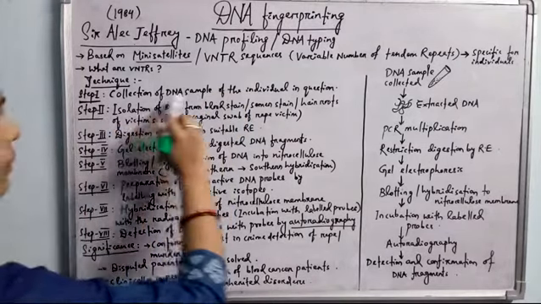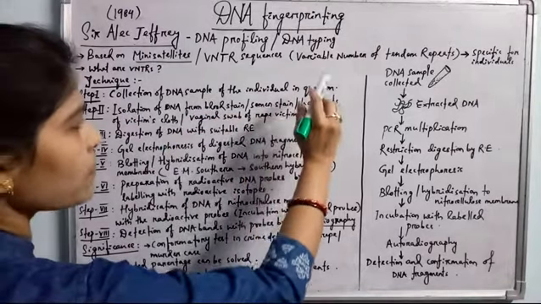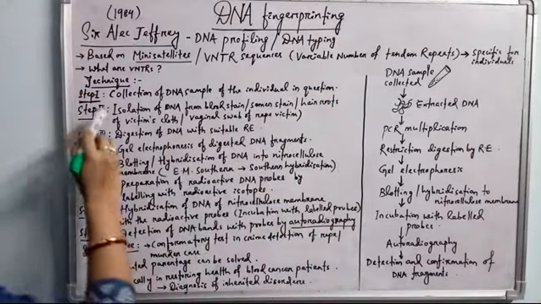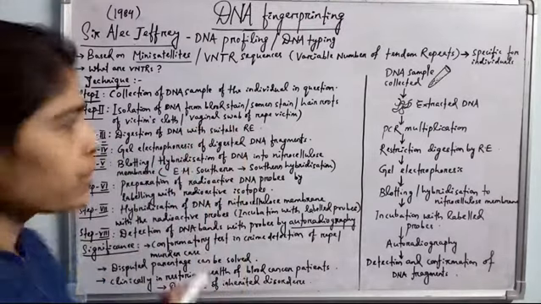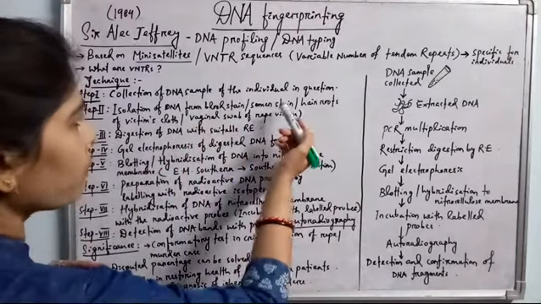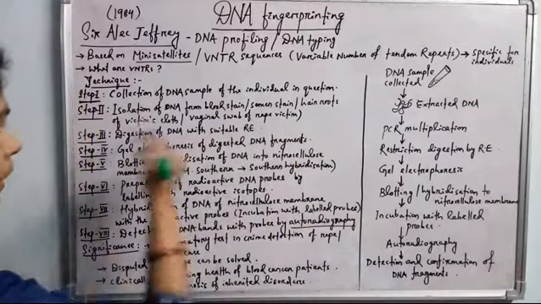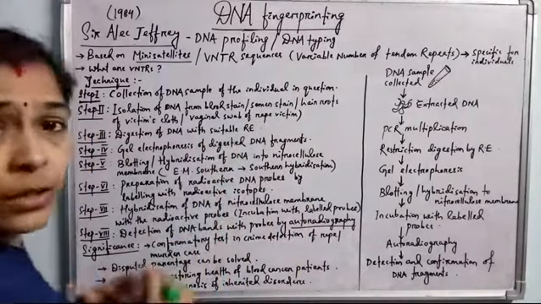First one is collection of a DNA sample of the individual in question, meaning from the suspect's body, and second is the isolation of DNA from the crime scene. From the crime scene, maybe from the blood stain or from the semen or hair root of the victim's cloth or from the vaginal swab of a rape victim.